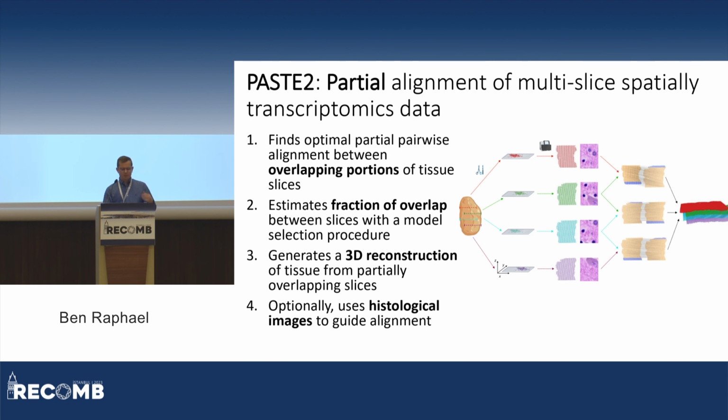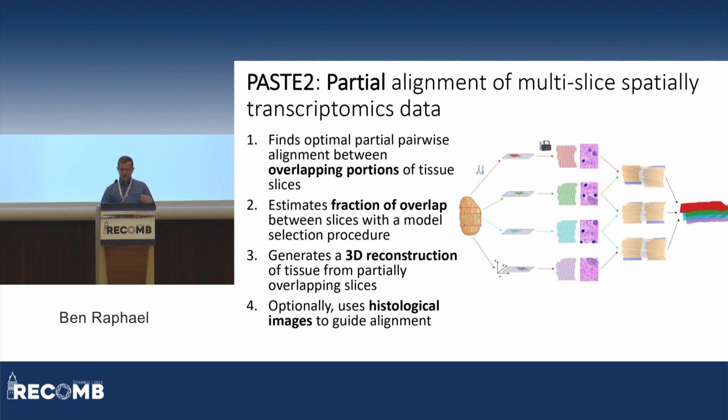And then while we were improving the algorithm, we also decided to make use of some of the information in images that's available from some of the technologies. So we can also use the image information along with the transcriptomic information to get better alignments. So let me walk you through a few of these points in the next few minutes.